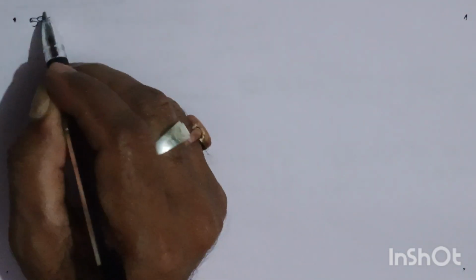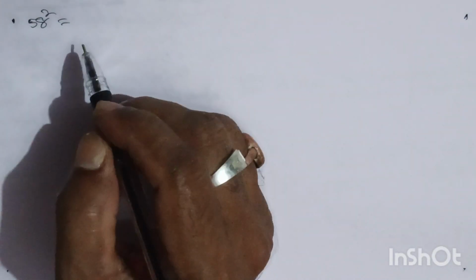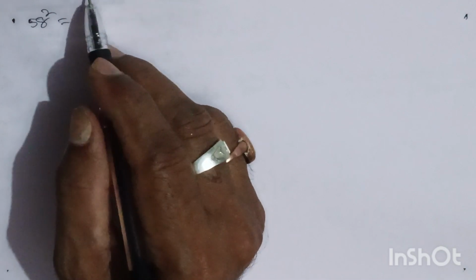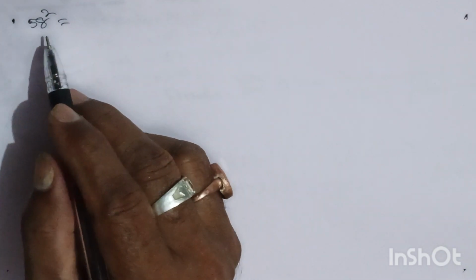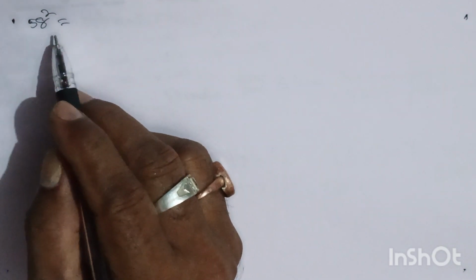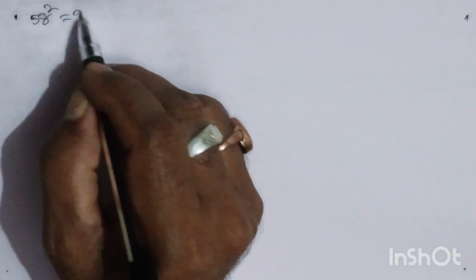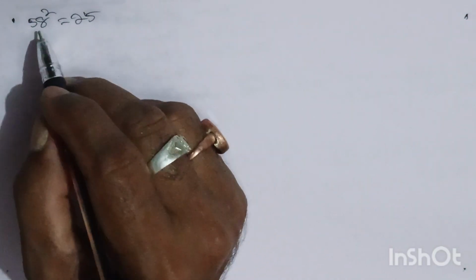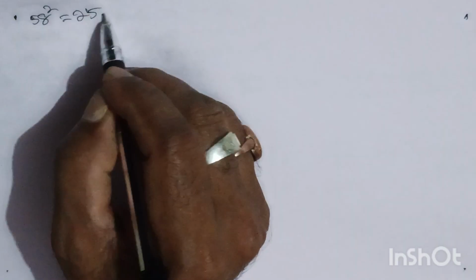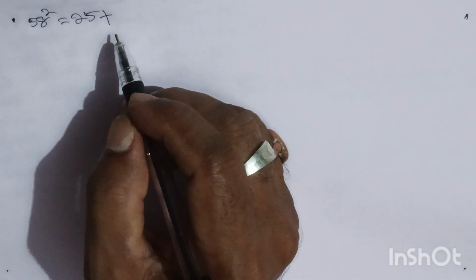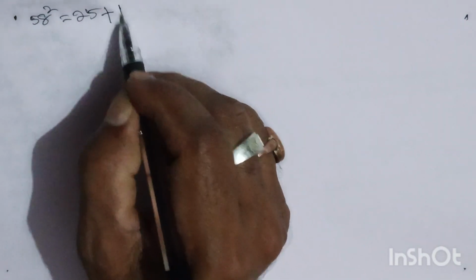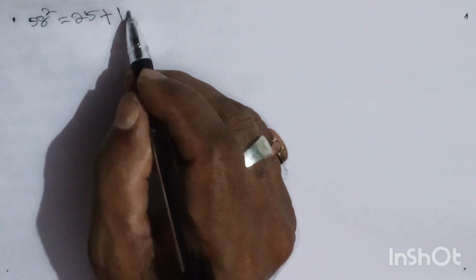Other example is 58. You have to find out the square of 58. The 58 square is equal to G. 58 is greater than 50. So the difference between 58 and 50 is equal to 8, and that goes to level 1. The value of level 1 is equal to 25. As 58 is greater than 50, so plus sign is used. Serial number of the level is equal to 1. Difference is equal to 8.